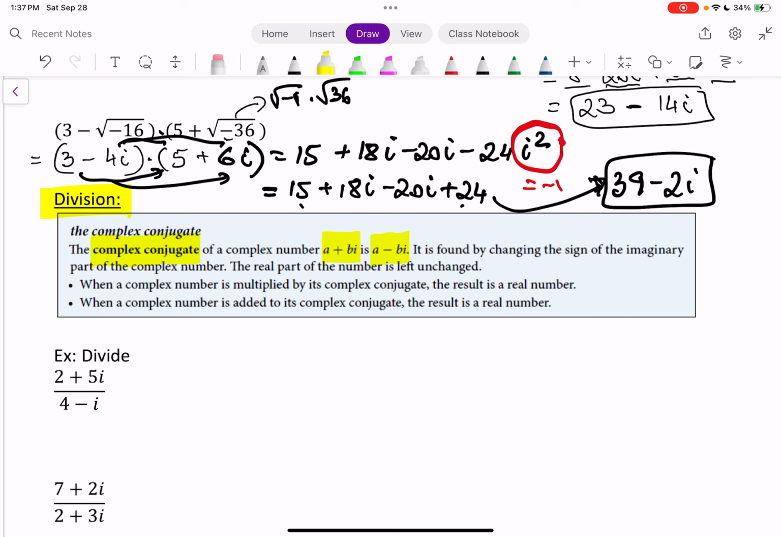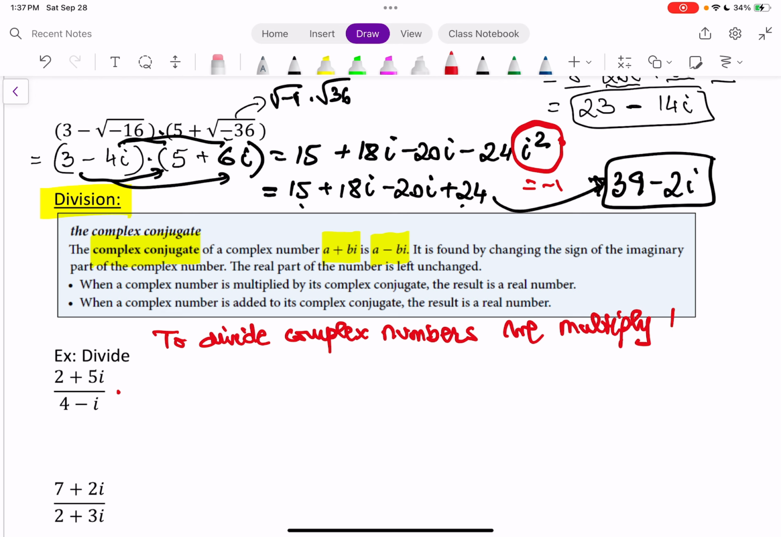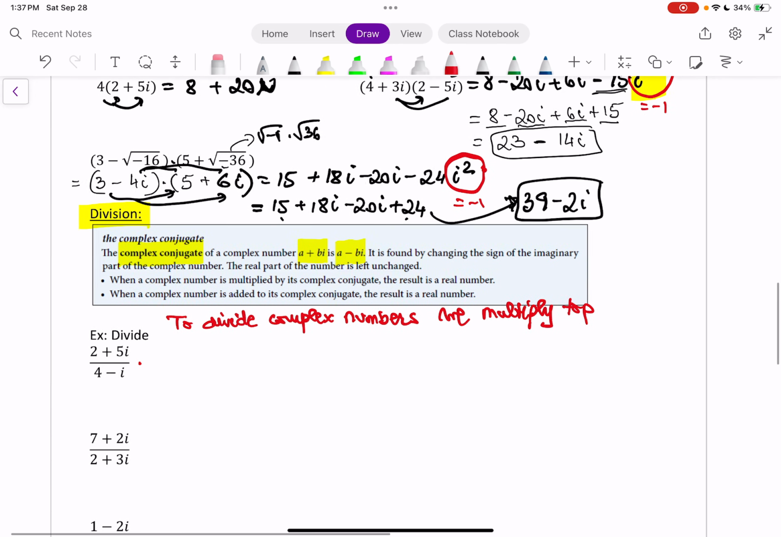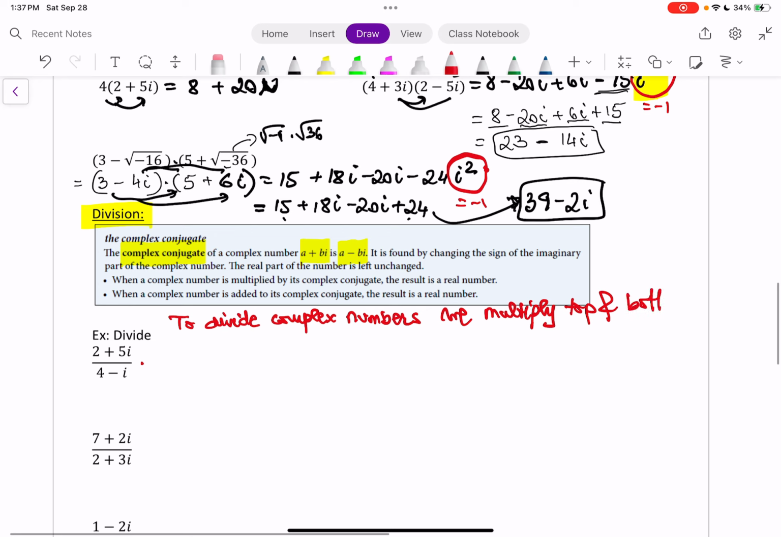Okay. So to divide complex numbers, we multiply top and bottom by the complex conjugate of the denominator.